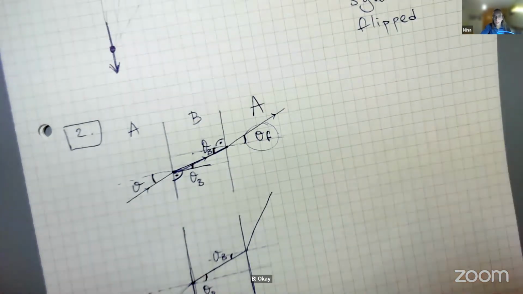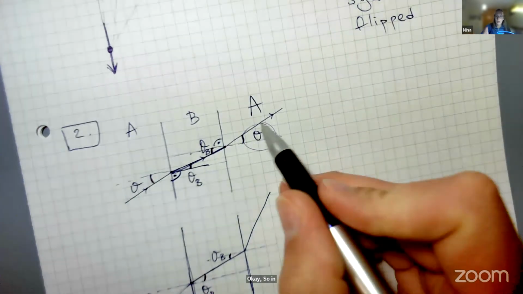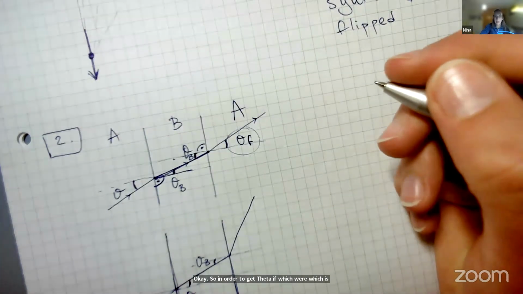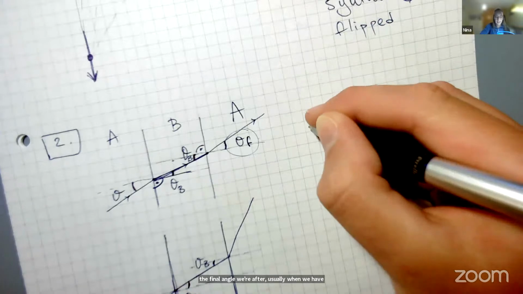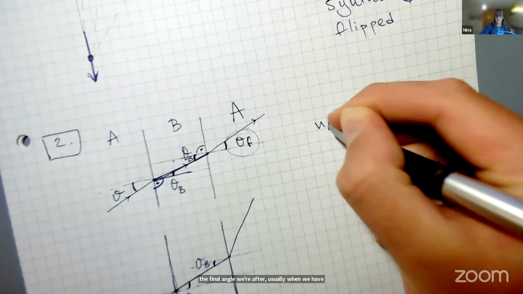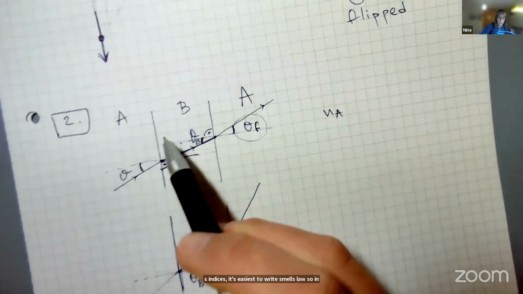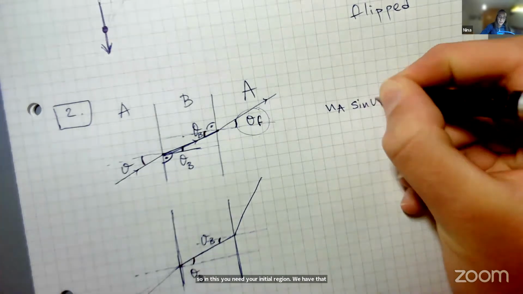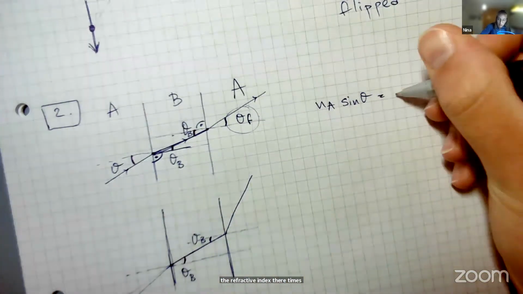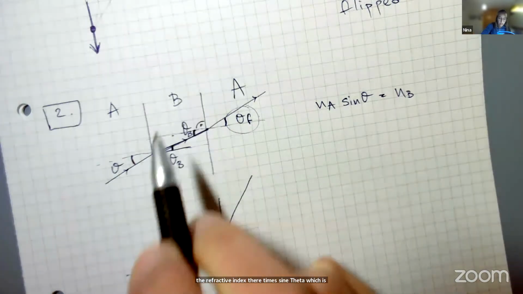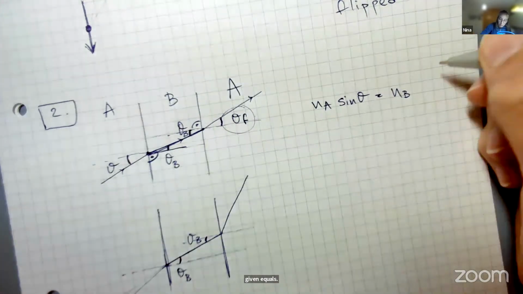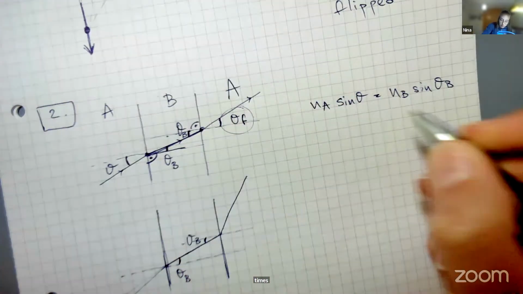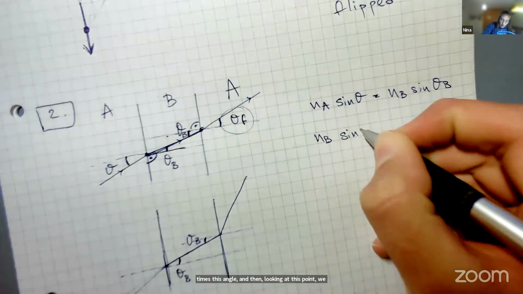So in order to get theta F, which is the final angle we're after, usually when we have refractions and we have the refractive indices, it's easiest to write Snell's law. So in this initial region, we have that the refractive index there times sine theta, which is given, equals the refractive index in this region, so we're looking at this point here, times this angle. And then looking at this point, we can write a very similar equation.